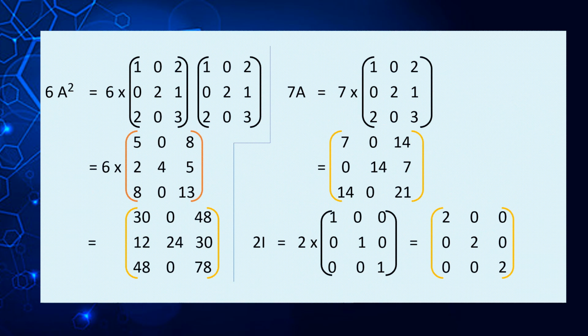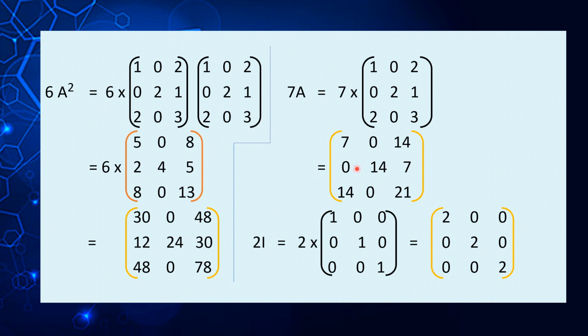Now we would find the value of 6A square, as per substituting in the equation. That is equal to 6 into A square, which we have found already in the previous question, that is this one. Now multiply 6 into A square, we would get 30, 0, 4, 6 into 5, 30, 0 into 6, 0, 6 into 8, 48, 6 into 2, 12, 6 into 4, 24, 6 into 5, 30, 6 into 8, 48, 6 into 0, 0, 6 into 0, 0, and 6 into 13, that is 78.